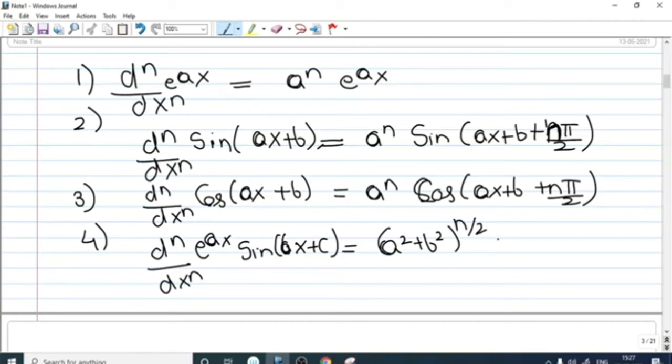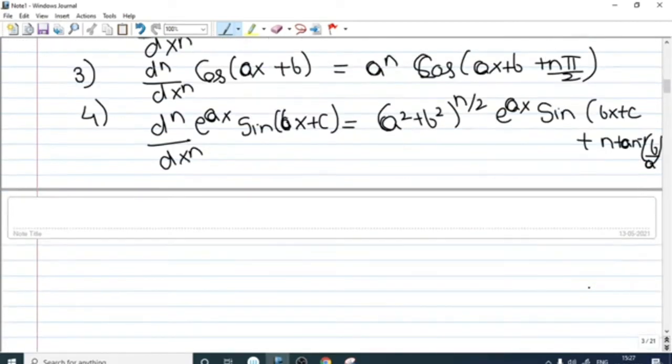N by 2, e power ax into sine bx plus c plus n tan inverse bracket b by a, bracket close. So you need to remember these four formulas.